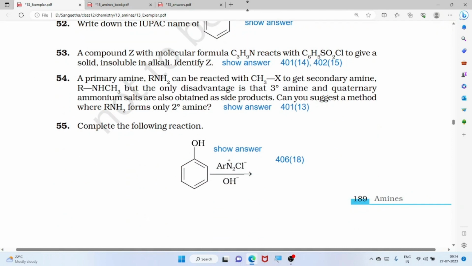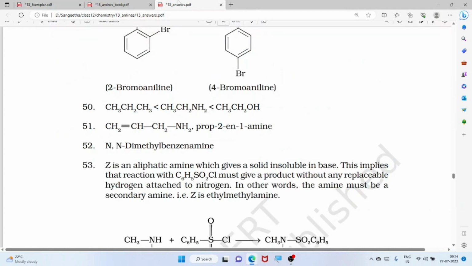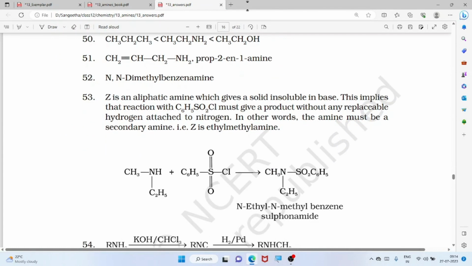A compound with this molecular formula reacts with this compound to give a solid insoluble in alkali. Okay, so insoluble in alkali, that should be the secondary amine. So the 53. NCERT: it is an aliphatic amine which gives a solid insoluble in the base. This implies that the product must have no replaceable hydrogen atom attached to the nitrogen. In other words, this amine must be a secondary amine.